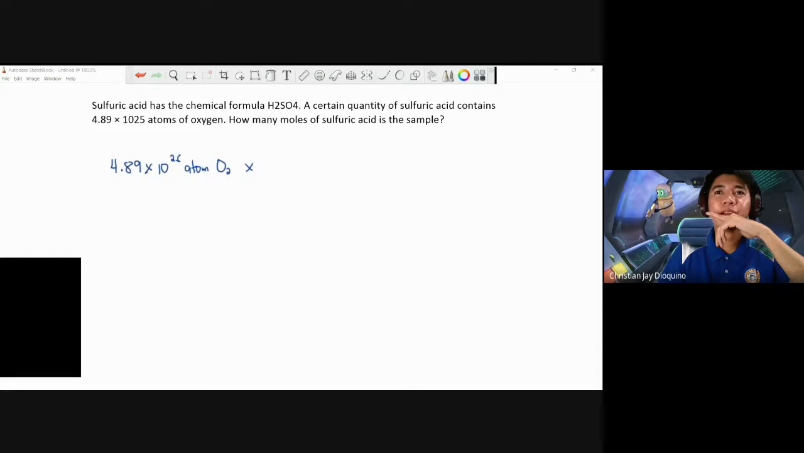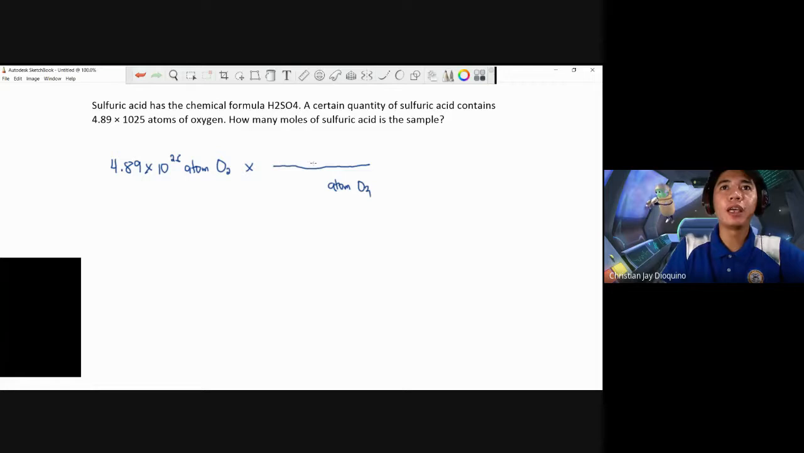No? Alright. Since what we are looking for here is moles of sulfuric acid, let's first convert our atoms into molecules. We need to cancel the atoms, so the atom of oxygen gas goes at the bottom and the molecule goes on top. We have one molecule, since there is only one, of H2SO4 or sulfuric acid.